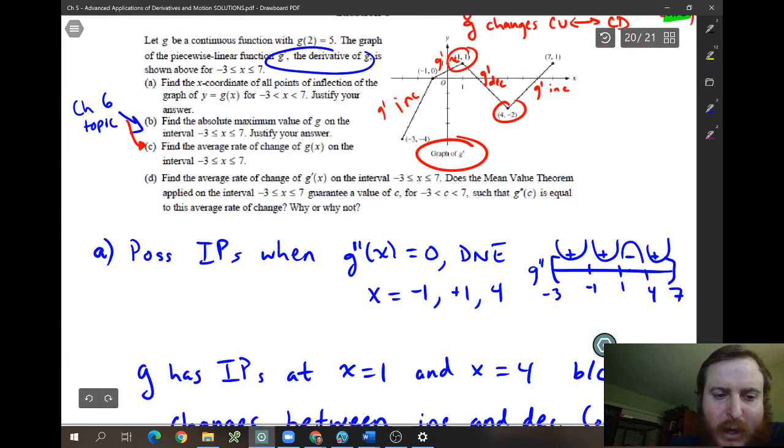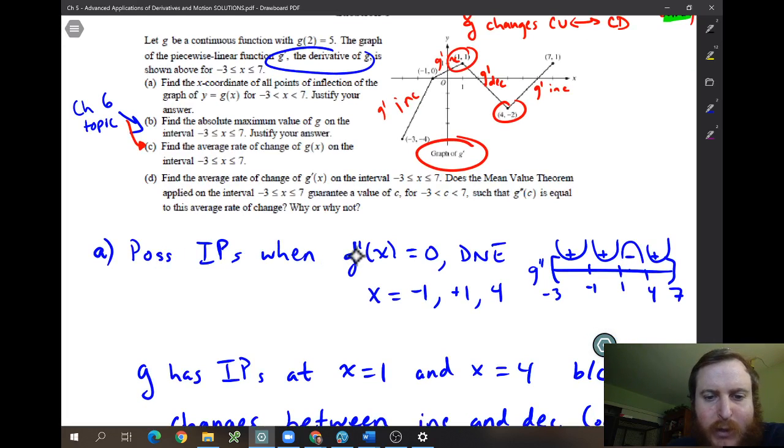So I'm showing some more work. You didn't have to show all this work, but we'd have possible inflection points when G double prime is 0 or DNE. So that's at my corners. At -1, it makes a corner. At 1, it makes a corner. And at 4, it makes a corner. And for G double prime, it's positive where G prime is increasing, increasing, decreasing, and increasing. So plus, plus, minus, plus. And you can do that.